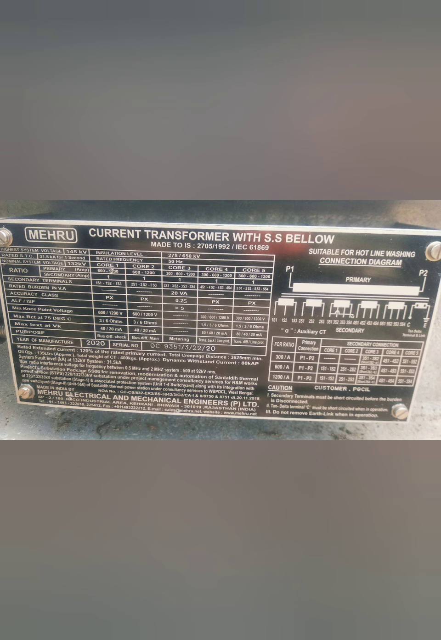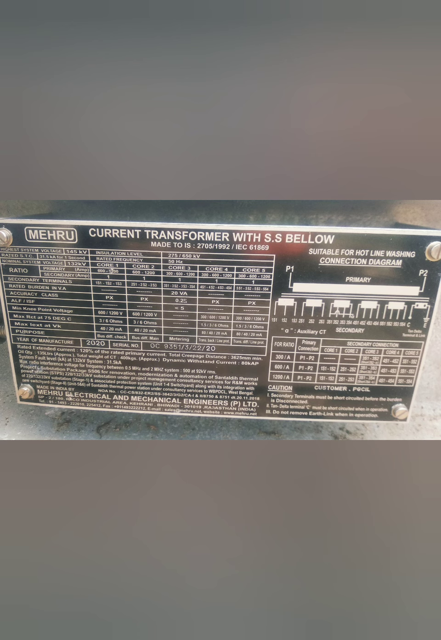From the nameplate itself, you can easily understand that the CT has 5 cores, and each core has taps. Core 1 has 1S1, 1S2, 1S3, then core 2 has 2S1, 2S2, 2S3, core 3 has 3S1, 3S2, 3S3 and 3S4, core 4 has 4S1, 4S2, 4S3, and core 5 has 5S1, 5S2 and 5S3.